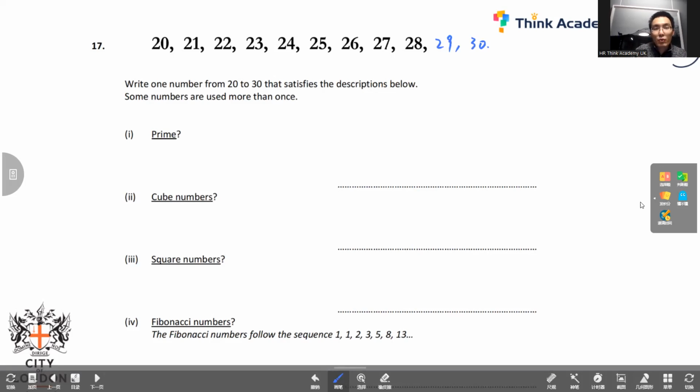So the even numbers, the 20, 22, 24, we can all cross them out. And then the odd numbers, the 21, 23, not all of them are prime numbers. Actually, only two of them, so 23 and 29. Okay, two of them are prime numbers. You can pick one and write on the blank when you're in an exam.